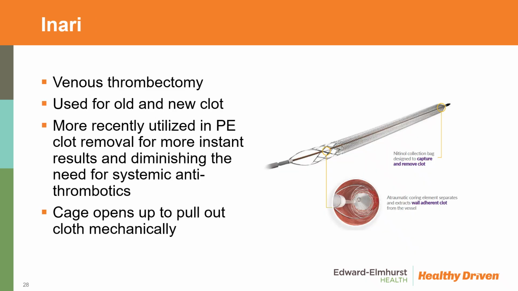Inari is another one we started using more recently for venous thrombectomy. It's used for old and new clot, more recently used in PE clot removal for more instant results and diminishing the need for systemic antithrombotics. That cage will open up and pull out clot mechanically.